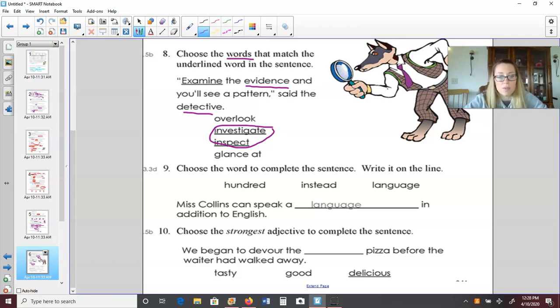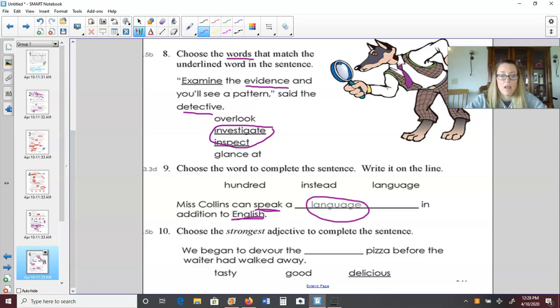Number nine, choose the word to complete the sentence. Miss Collins can speak a blank in addition to English. So keywords here, you're speaking something. English is a type of language, so she can speak a language in addition to English. So maybe she can speak German or French or Spanish.